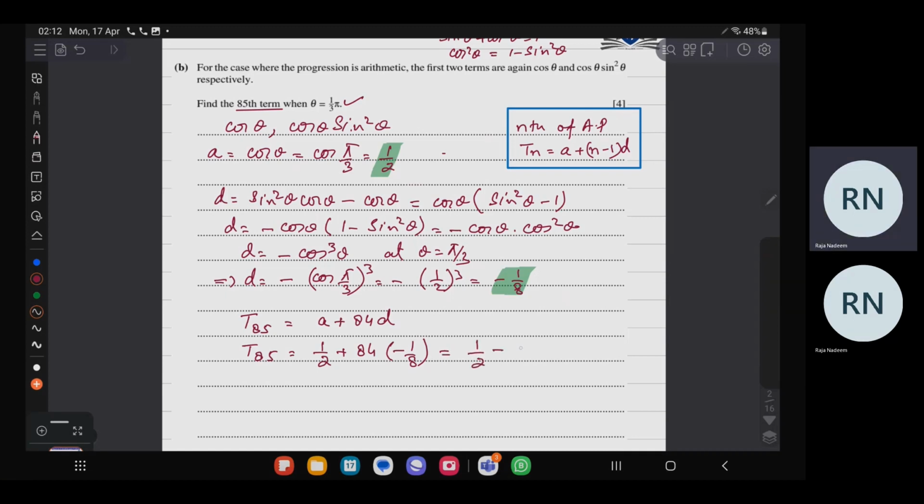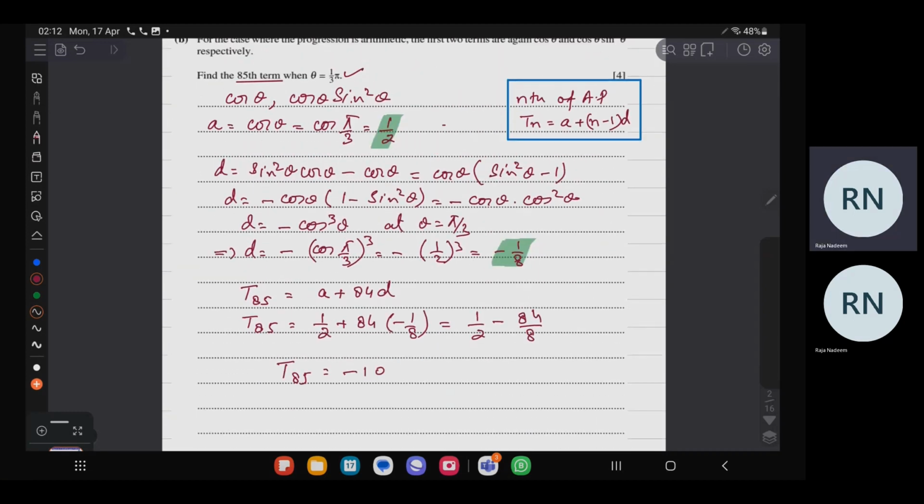It is minus 84 over 8. By using the calculator, you'll be able to get the answer, which is equal to minus 10. So this completes the question. Now we move to the next question involving the trigonometric function.